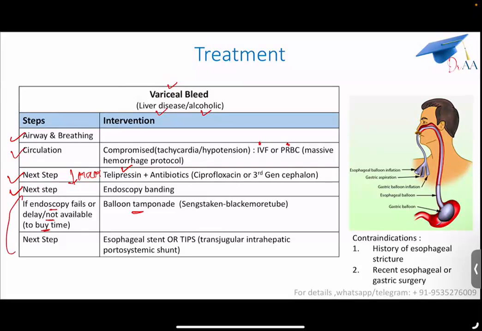Then you will be going with the next step, that will be either esophageal stent or TIPS. Again, you are not much involved. You are involving the gastroenterologist. Usually they'll be testing this till here. They'll be testing, unlikely to go ahead at this part.